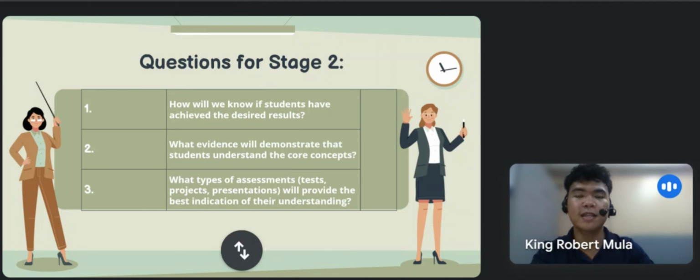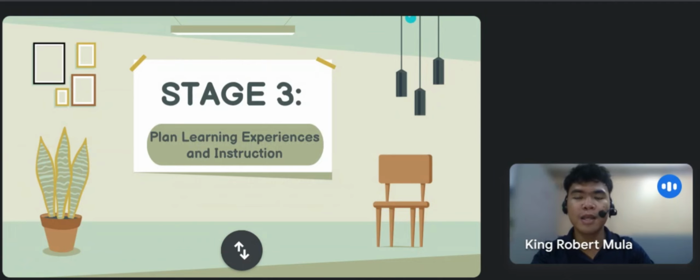For instance, in the photosynthesis unit again, the teacher might assess students through a combination of quizzes, lab experiments, and final projects where they explain how photosynthesis powers the entire ecosystem. These varied assessments give a clearer picture of students' understanding. Now let's proceed to stage three, plan learning experiences and instruction.